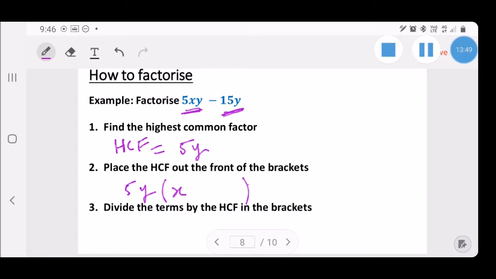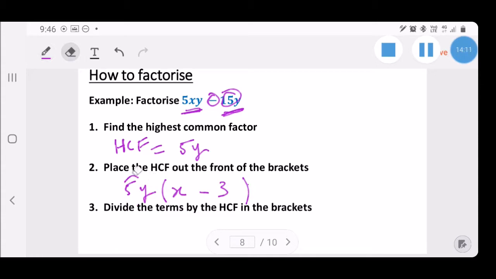All right. Now we have a minus sign here, so I'm going to put a minus sign here. Okay, 5y multiplied by what gives me 15y? Well, the y is already part of the 5y, so I just need the 3. And then we have it.